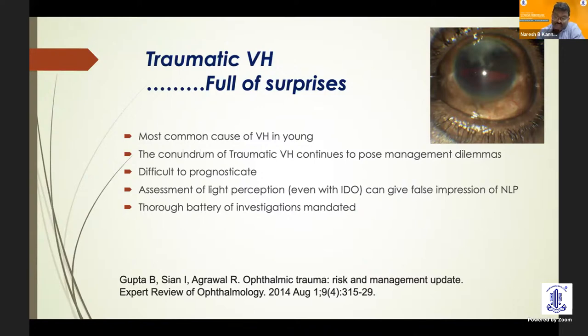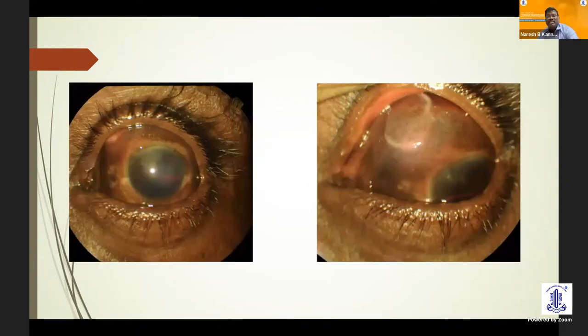And we have to do a complete battery of investigation in all these cases of trauma, because every case of traumatic VH or trauma is a potential medical legal case. So we have to do a complete investigation. As I was telling, unlike other cases, we'll have surprises right from the conjunctiva.